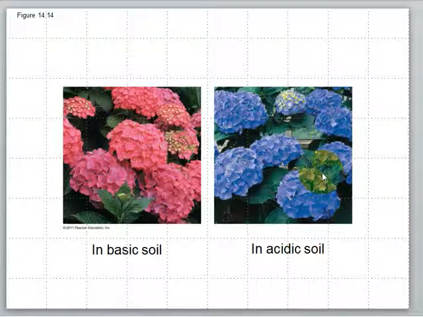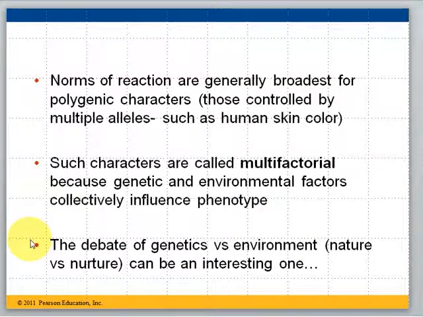So you can actually affect the color of your flowers based on what you add to the soil or the soil type where the plants are growing. Like I said earlier, the normal reaction, or the range that you might get, is generally broadest for traits or characters that are polygenic, so those that are controlled by multiple alleles. So again, like your earlobes, whether they're free or attached, that's only controlled by a single allele, and it's not going to really be affected by the environment.